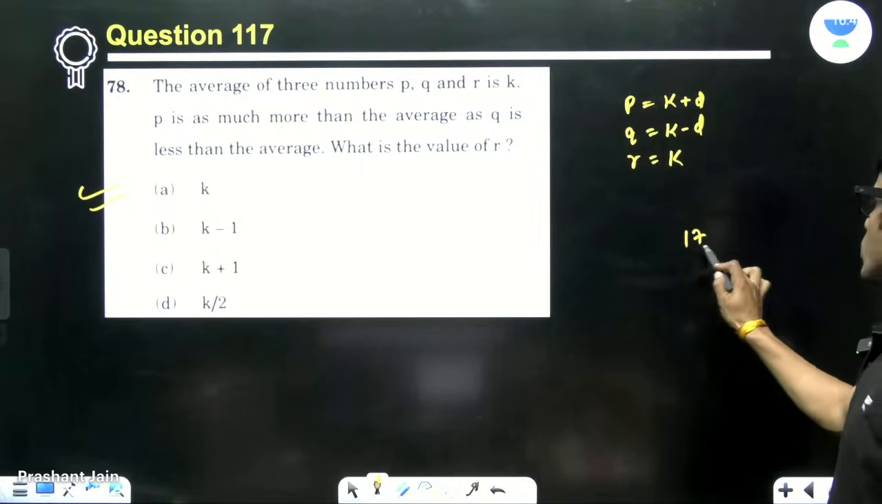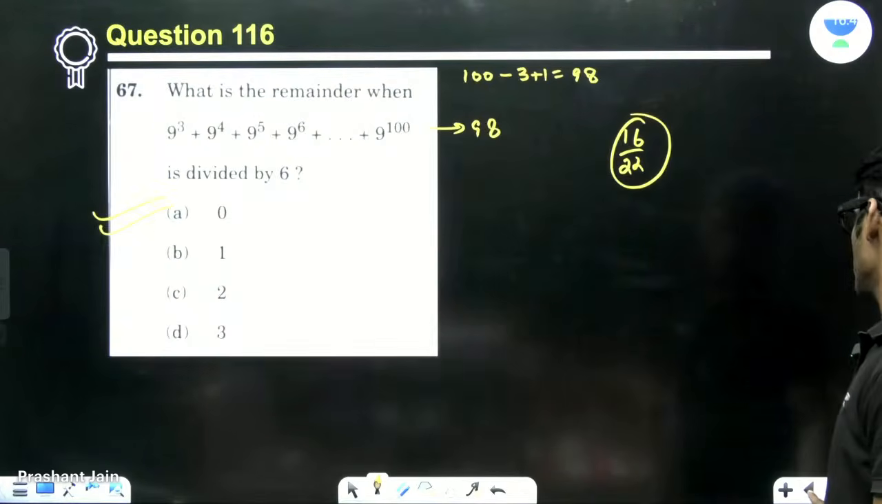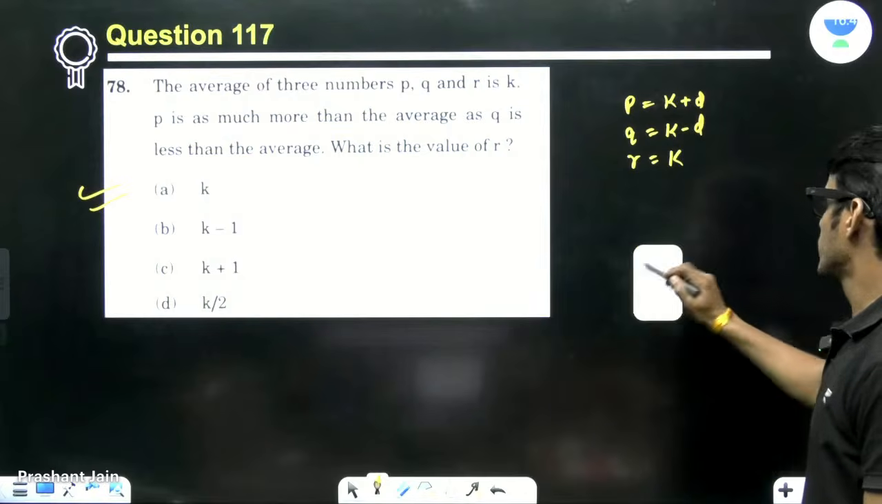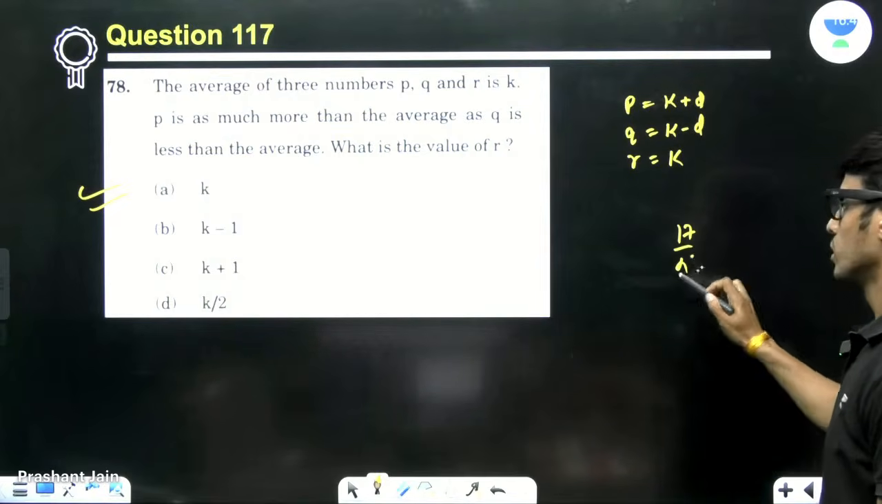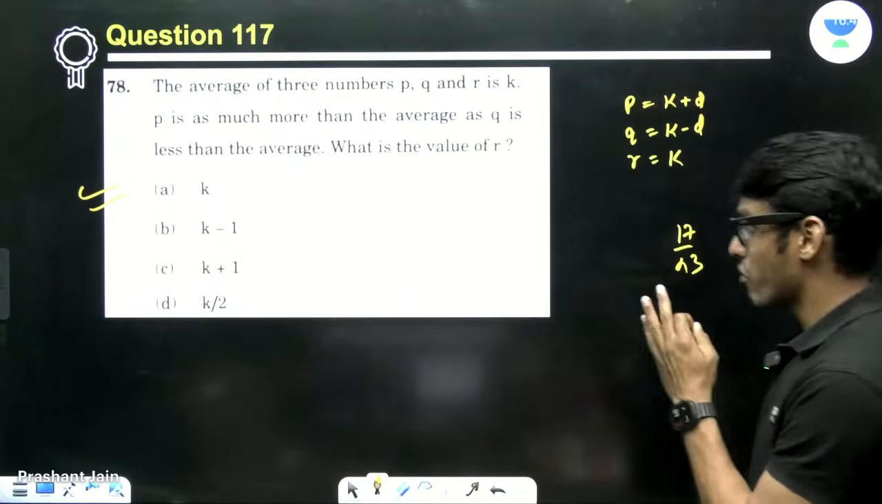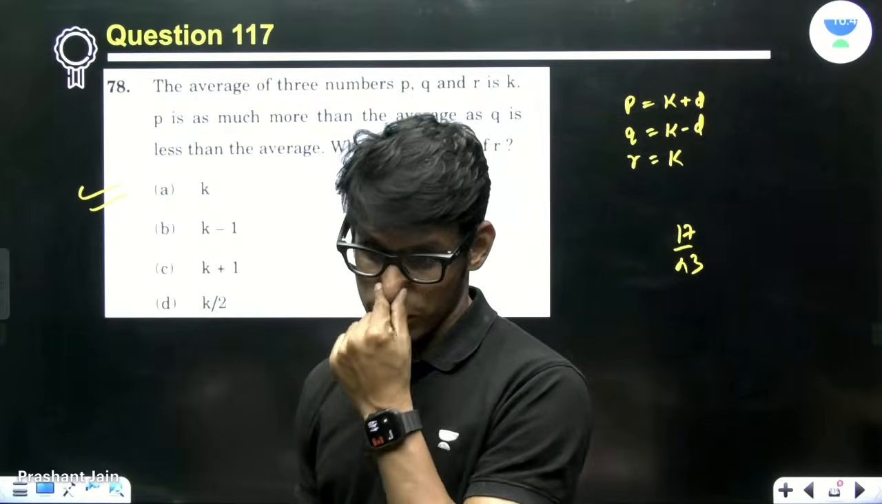So 17 out of 22. Right? 16 out of 21 was our ratio. 17 out of 23, my bad. 17 out of 23. Some problems are very simple here. This was a very simple problem. Right?